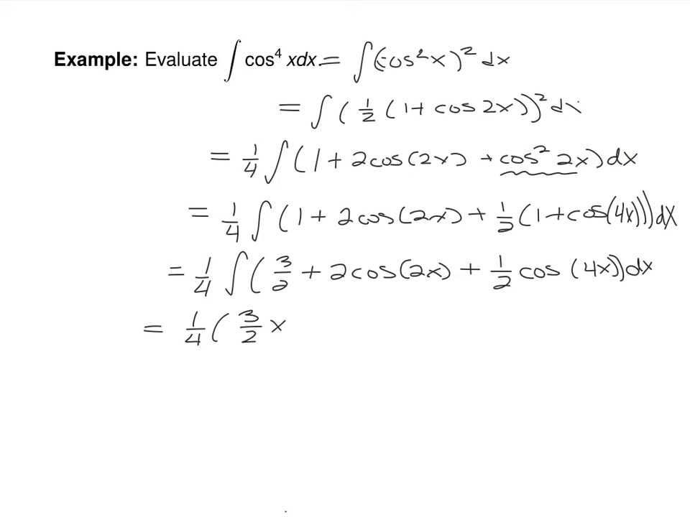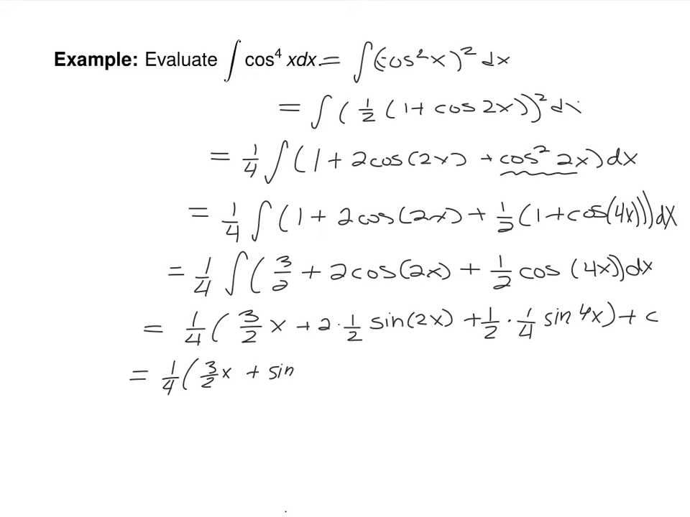The antiderivative of cosine, so we'll have 2 sine 2x, and we're going to need a 1/2 there to compensate. Notice that 1/2 and 2 will cancel. If you see that right away, not a problem, don't write it down. Plus 1/2 times the antiderivative of cosine of 4x is 1/4 sine of 4x, and then plus c. So 1/4 times 3/2 x plus sine of 2x plus 1/8 sine of 4x plus c.